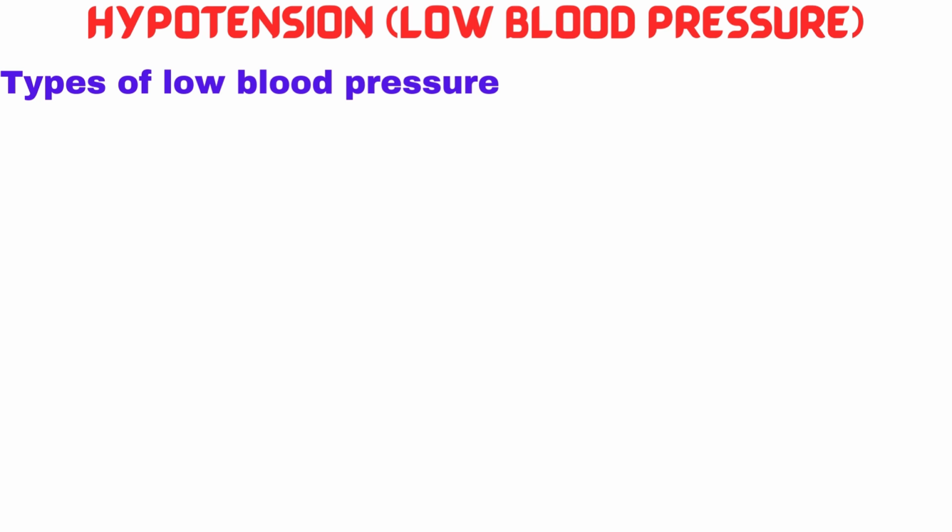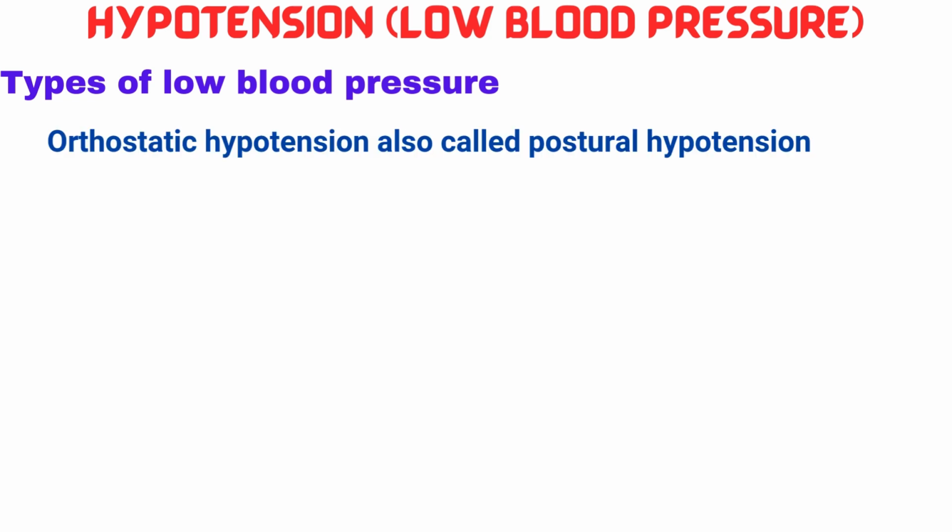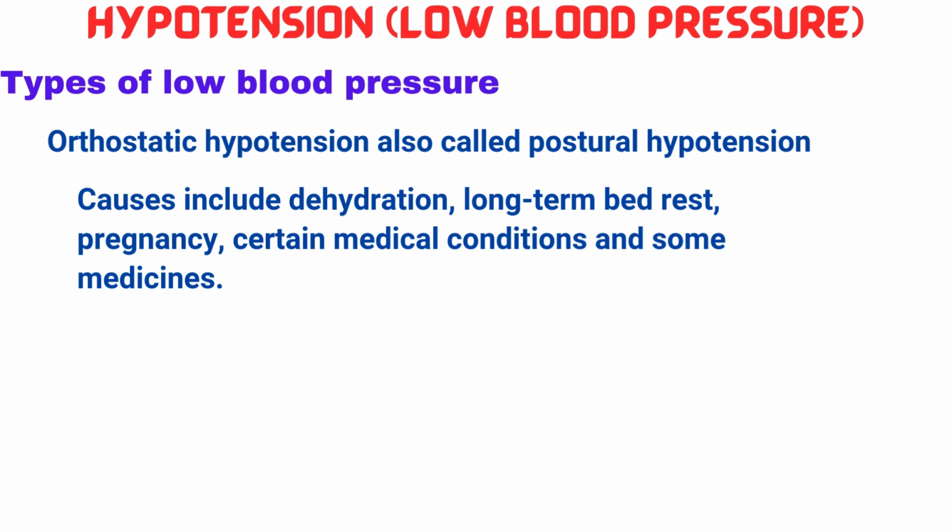There are several types of low blood pressure, which include orthostatic hypotension, also called postural hypotension, which means a sudden drop in blood pressure, most often with a decrease in systolic blood pressure of 20 mmHg or greater, or a decrease in diastolic blood pressure of 10 mmHg or greater on position changes from lying or sitting position to standing. It happens when the cardiovascular or nervous system doesn't react appropriately to sudden position changes. This type of low blood pressure usually lasts only for seconds or minutes. Causes include dehydration, long-term bed rest, pregnancy, certain medical conditions, and some medicines. This type of low blood pressure is common in older adults.